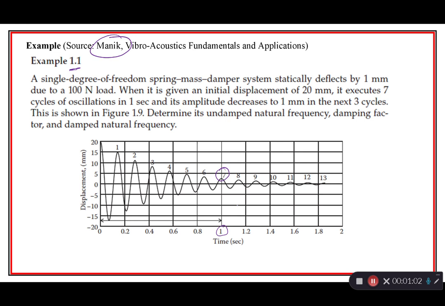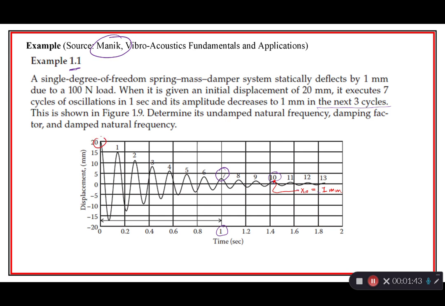So we already know some things, some approaches, and it decreases to 1 millimeter in the next 3 cycles, right? So that confused me. In the next 3 cycles means the 10th cycle, right here, boom, it got down to 1 millimeter. So it's at x10 is equal to 1 millimeter. Let's write that bigger, and let's change colors. We'll go back to the red. So right here is x10, and it's equal to 1 millimeter.